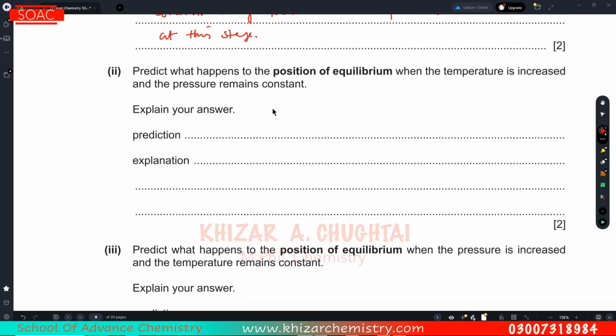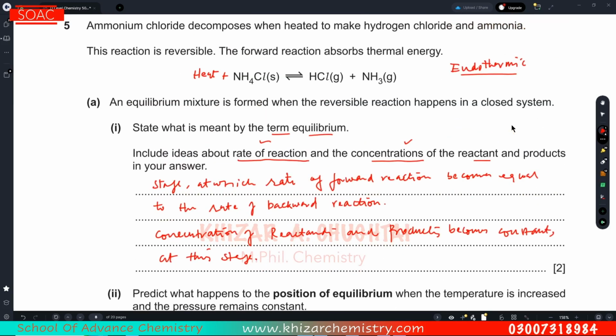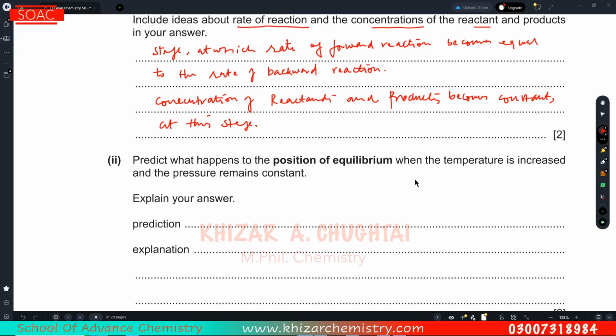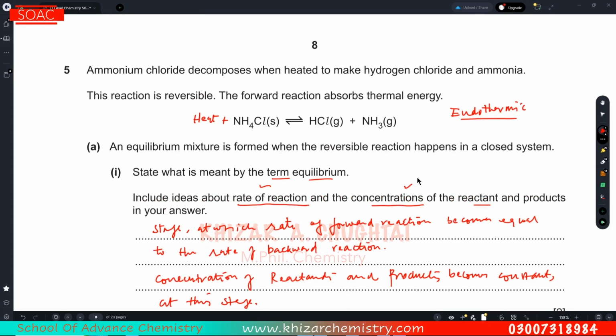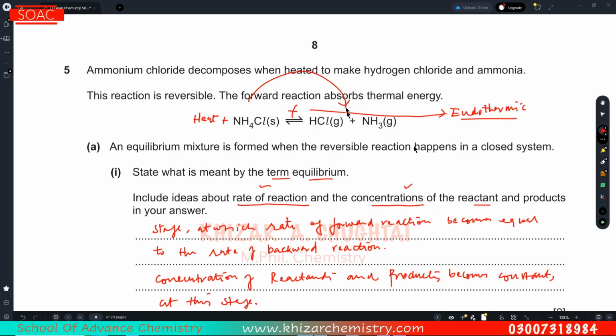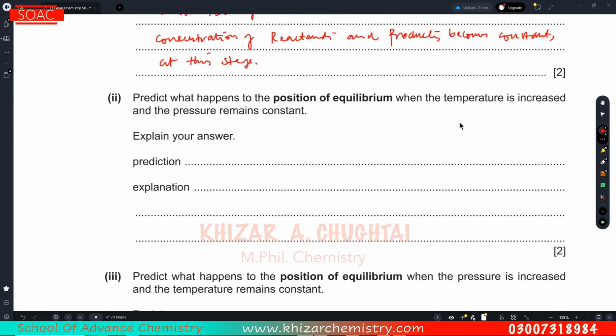Next one, predict what happens to the position of equilibrium when temperature is increased and pressure remains constant. Now you can see that this overall reaction is endothermic, and you are going to increase the temperature. So an increase in temperature favors the endothermic side. The forward side is endothermic. So basically equilibrium will be shifted towards the right hand side. This is the right hand side of the equation, this is the left hand side of the equation of the reaction, you can say.